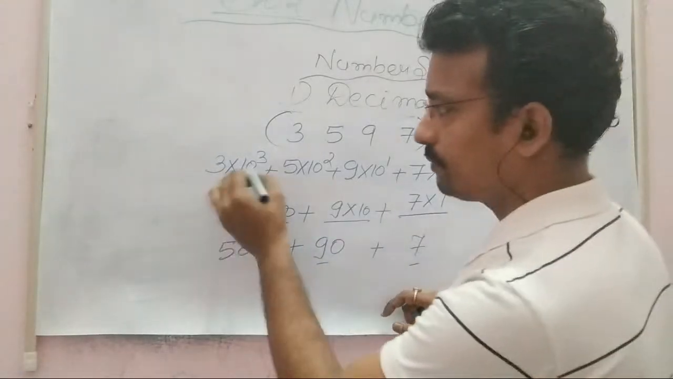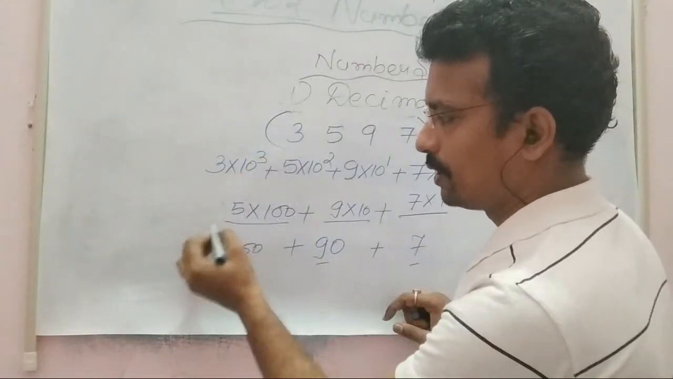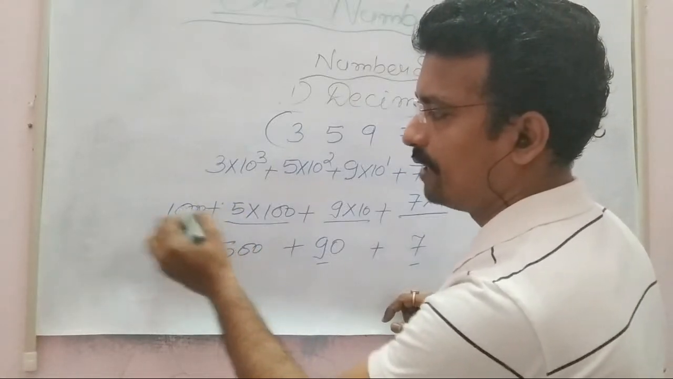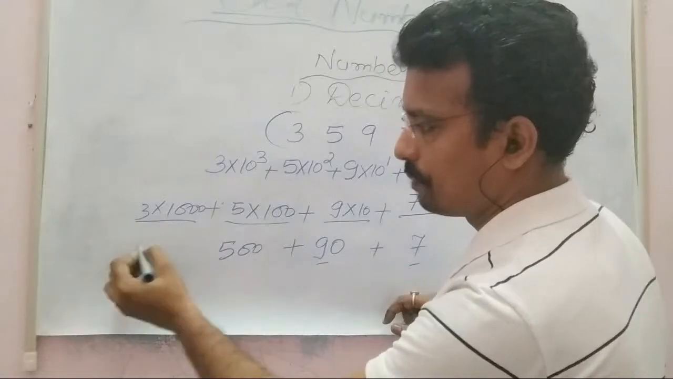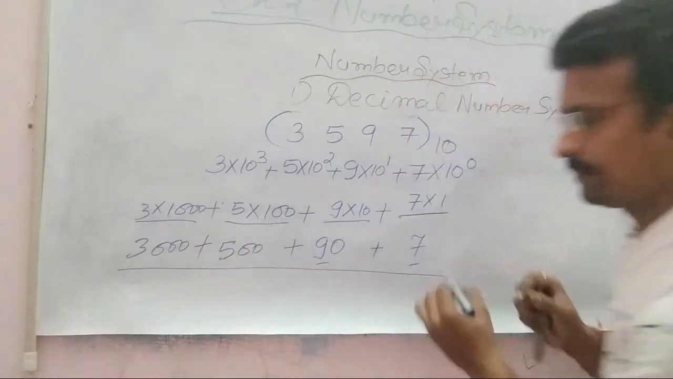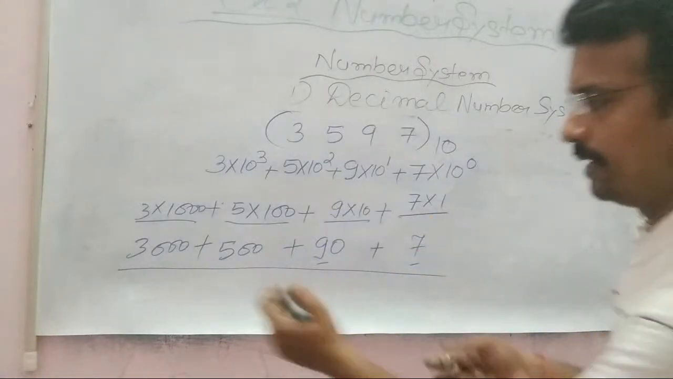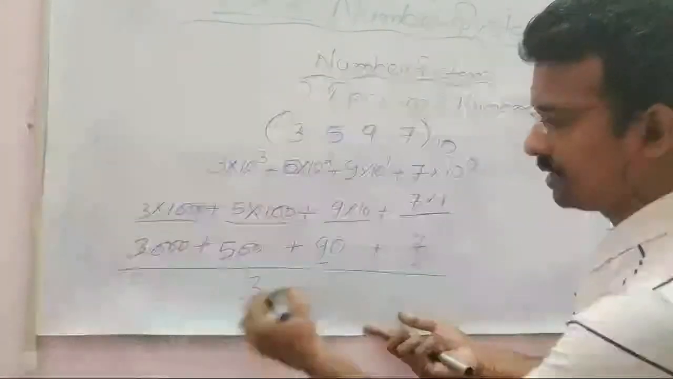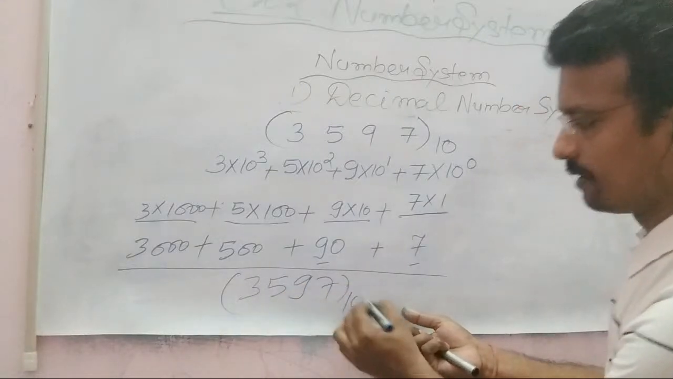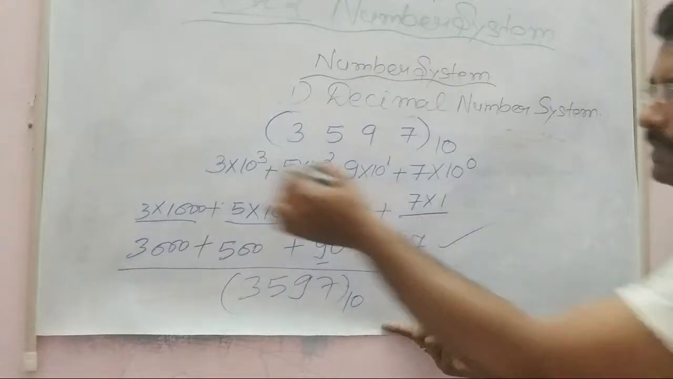Next, 10 to the power 3. So it will be represented with the help of 1000 multiplied with 3. So output will be 3000, a 1000th place. Now you combine. So when you are combining, you will get 3, 5, 9, 7. So this is the original decimal format. This is the place value format. This is the base value format.